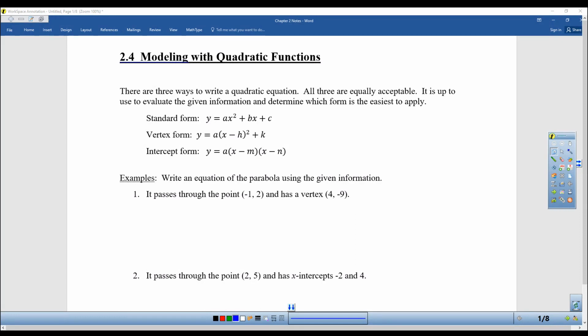So in the first example, it says, write an equation of the parabola using the given information. It passes through the point (-1, 2), and it has a vertex of (4, -9). It doesn't tell me a, b, or c. It doesn't tell me the intercepts, but it does tell me the vertex. So I'm going to go with that form.